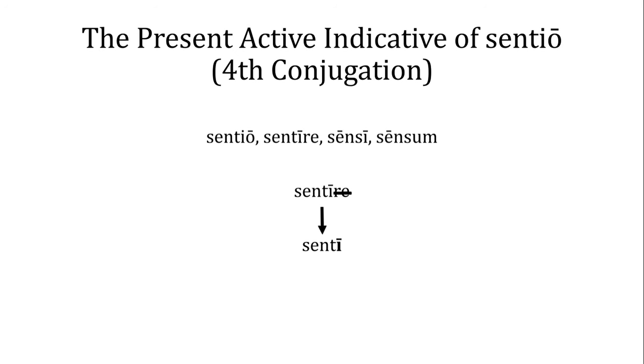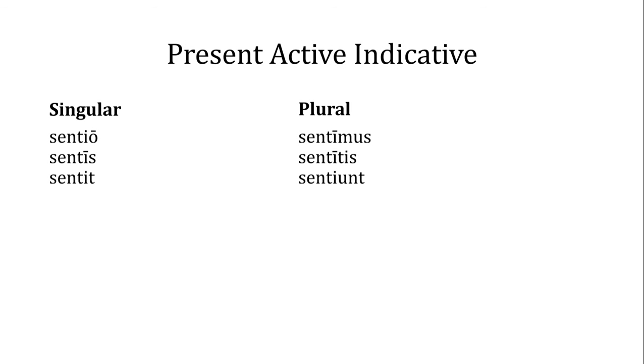Now unlike the third conjugation, you'll notice it's a long vowel. So the I is going to be a long vowel in the stem for many of the forms. So we'll see how that looks now. So our stem is senti, right? And now we're going to see what is added to senti, all right? And there it is, sentio.